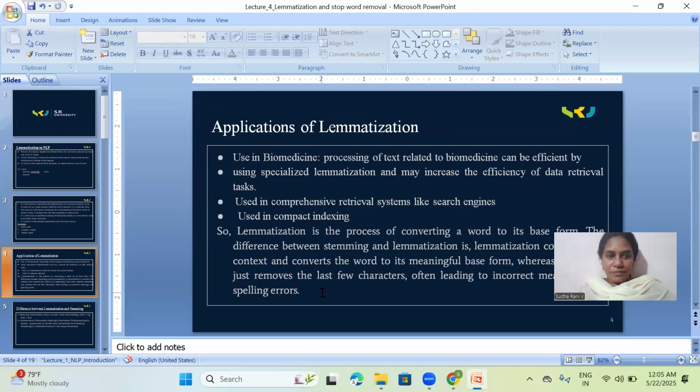Applications of lemmatization. Lemmatization is used in biomedicine, where nowadays the research scope for medical sciences is very huge. Processing of biomedicine-related text can be affected by using specialized lemmatizers and may increase the efficiency of data retrieval tasks. I will show you one live example.